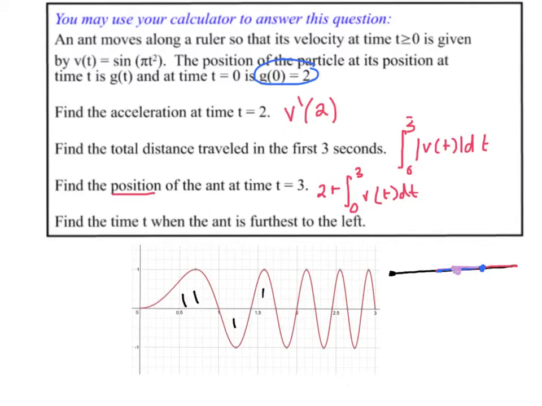So when is it furthest to the left? It's at its starting point. It's at time 0. Okay? And you could argue that in a lot of different ways. You could argue it as we just did, talking about the areas getting successively smaller. You could do it with candidate tests and actually figure out the position at each of those points. But either way, we'll argue that.